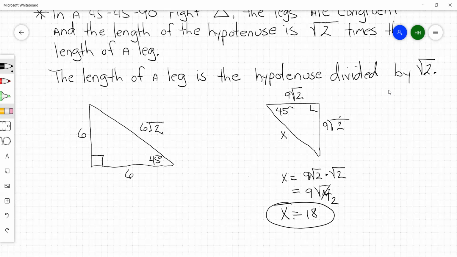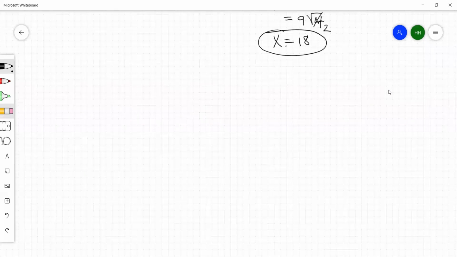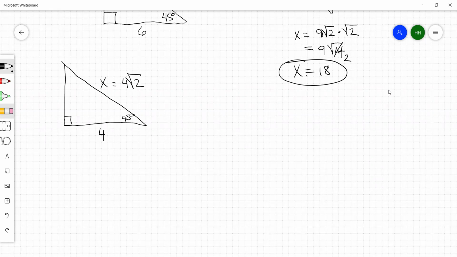45, 45, 90. Hypotenuse is square root of 2 longer than a leg. All right, so if we get a 4 right here and an x, x in this case is going to be equal to 4 times the square root of 2. It's that simple, you're done. Okay?